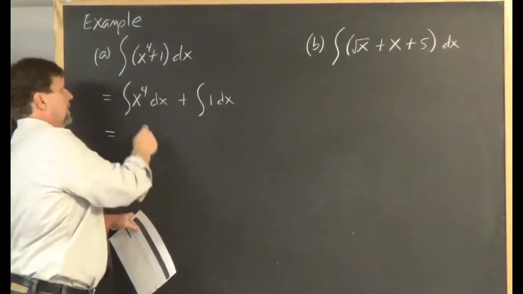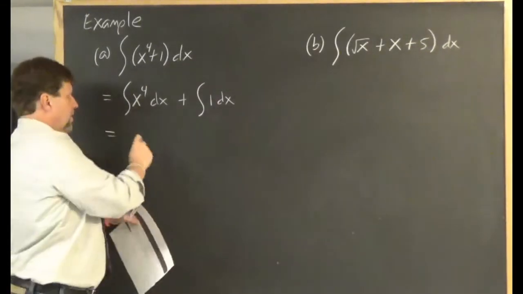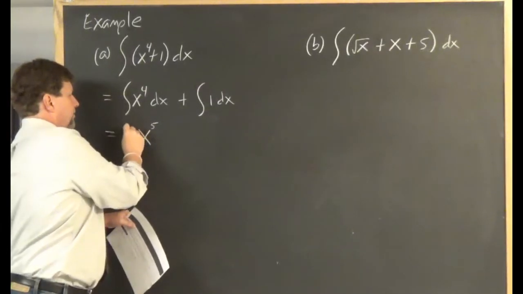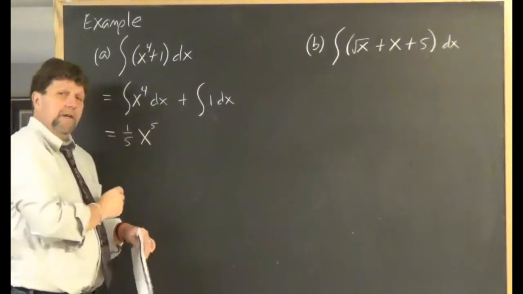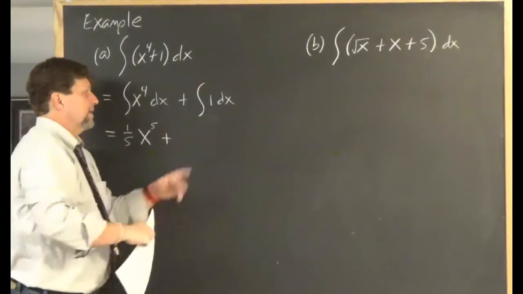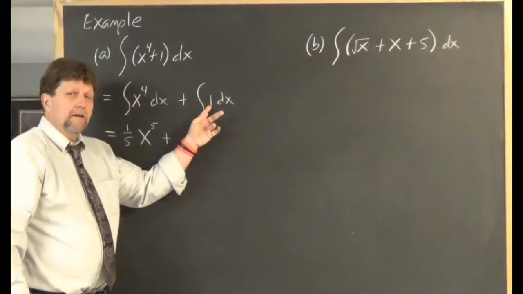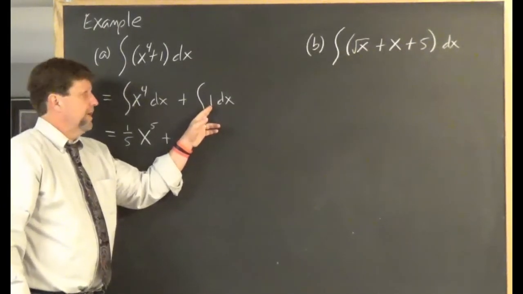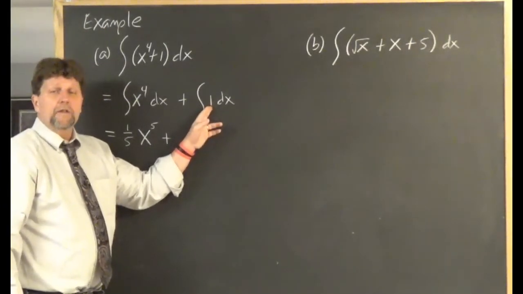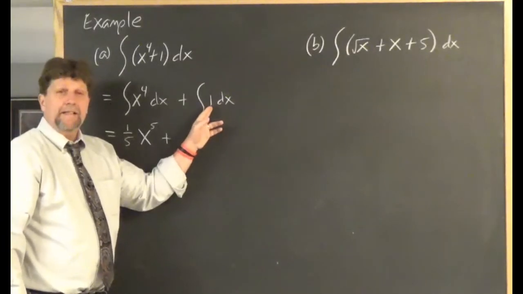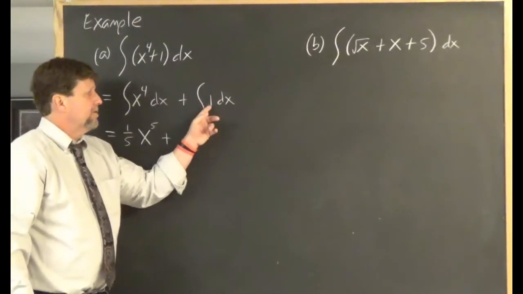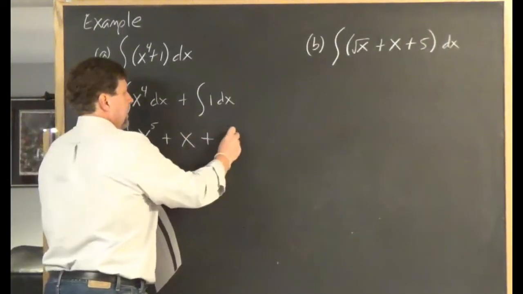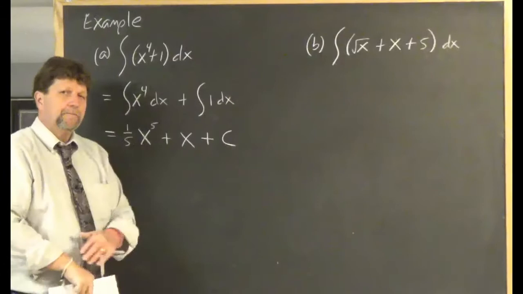Then use the power rule on x to the 4th. So add 1 to the exponent, and then the little number out front is the reciprocal of the new exponent, plus, now the antiderivative of 1 dx, that's the constant rule. The constant in question here is the number 1. So in the constant rule, that's the k value. So the antiderivative of 1 is just x, and tack on a plus c.